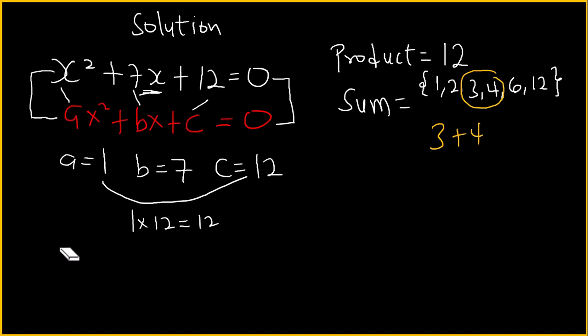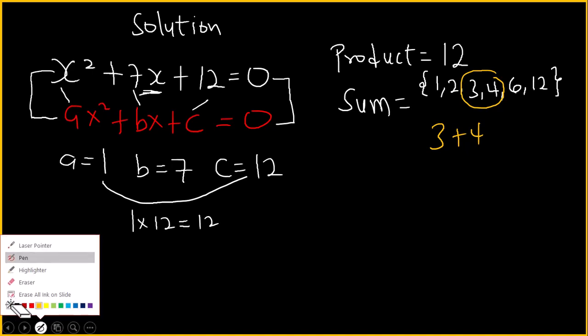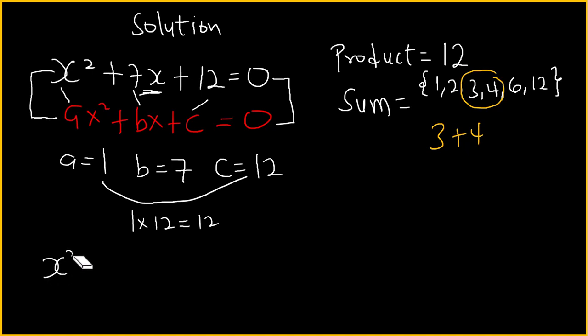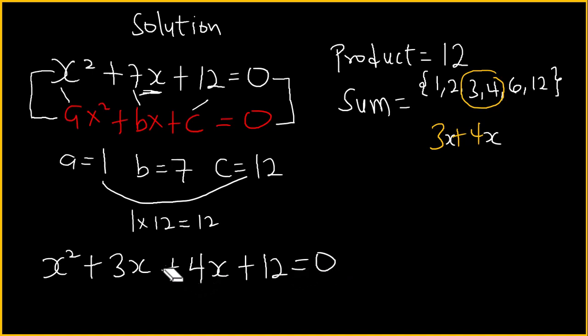So x squared plus, the first number is 3, but you should also bear in mind that the number 7 is attached to x, so x is added to these two factors. So 3x plus 4x plus 12 is equal to 0. This is the expanded form of our second term, which is 3x plus 4x.